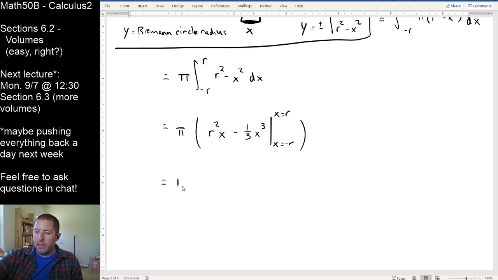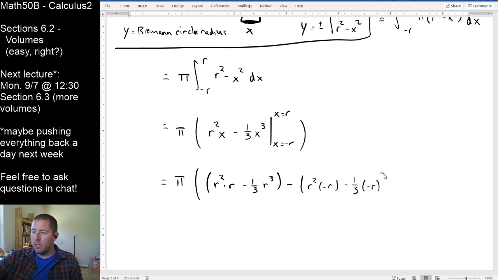Now we can go ahead and evaluate. That pi is just floating around up front. Plugging in r into this guy is going to give me, and so I'll give my two groupings here. This is r squared times r minus 1/3 r cubed, minus, and this is r squared times negative r minus 1/3 negative r cubed. So there's my two groupings to evaluate my definite integral.